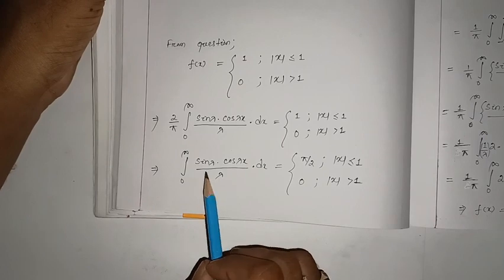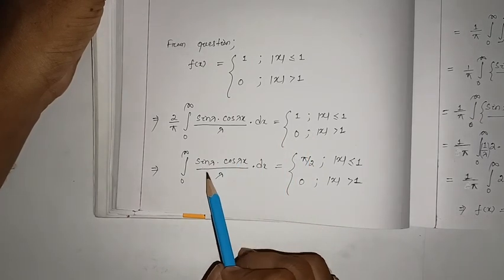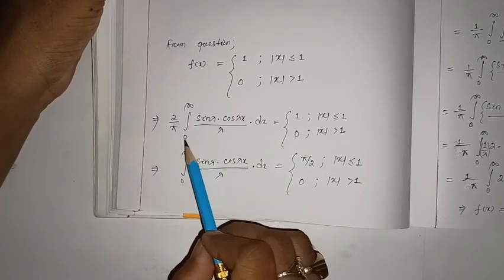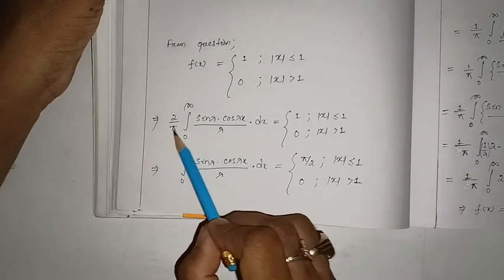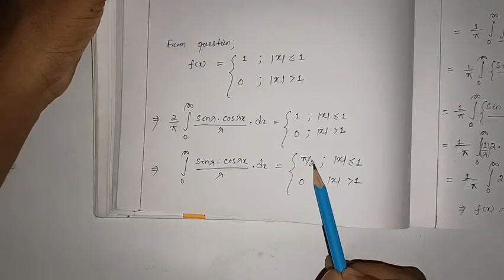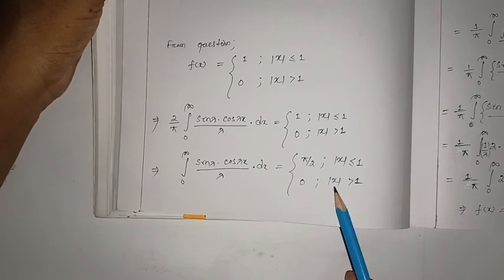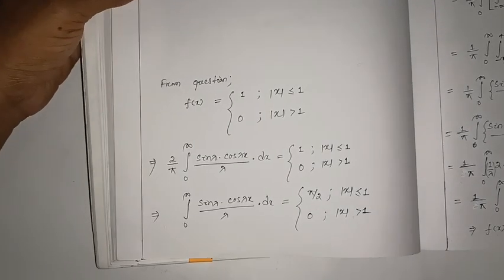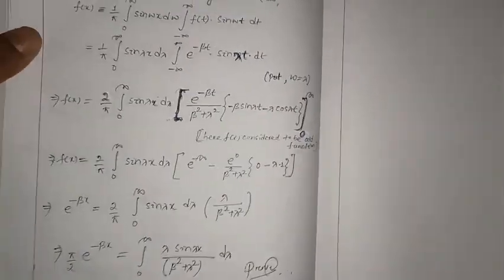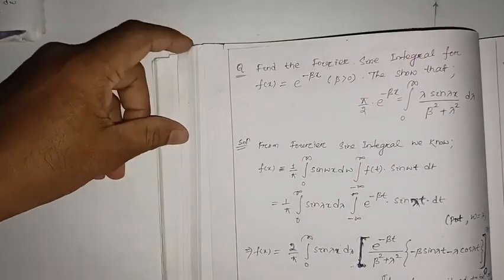So that implies sine lambda into cos lambda x by lambda into d lambda. We are going to multiply pi by 2 with this one. So pi by 2 when mod x is less than or equal to 1 and 0 when mod x is greater than 1. So this one is the second question.